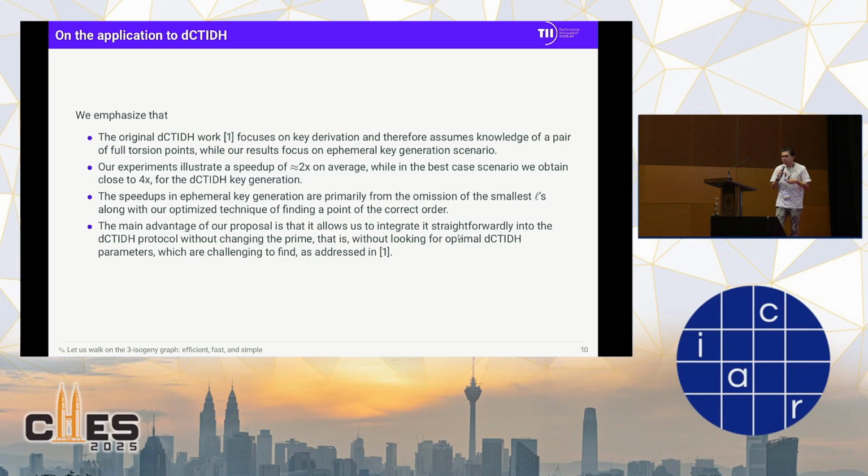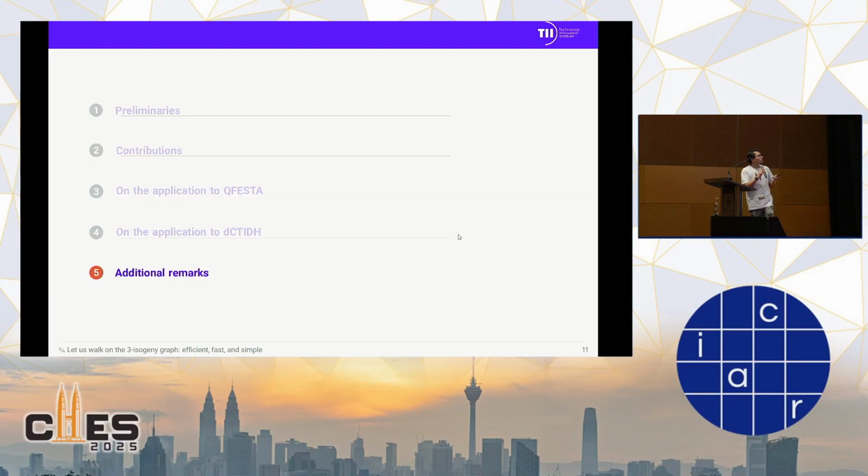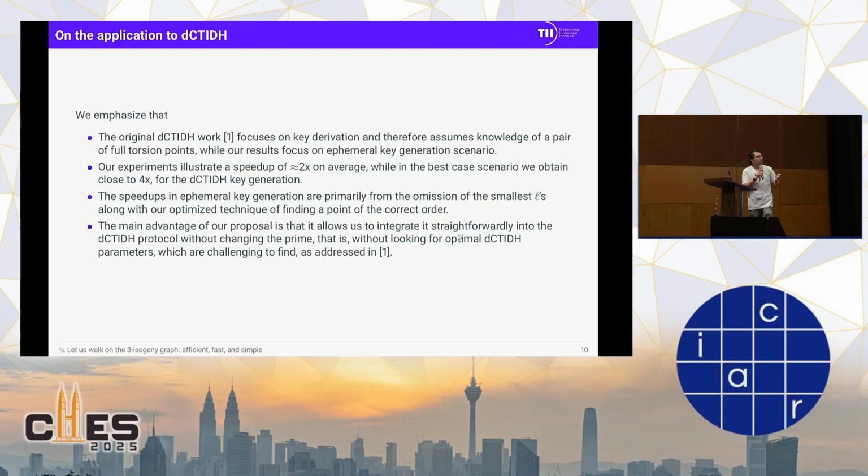Also, one interesting point of the result is that it's not so straightforward, but you can easily integrate the results into the proposed parameter set that Andreas was describing. You just remove the smaller li's and just increase the number of 3-isogenies that you are using. We highlight that finding the optimal parameter sets in this CTI is challenging, so we try to make the least effort to change parameters, and also to have a better comparison in the end.